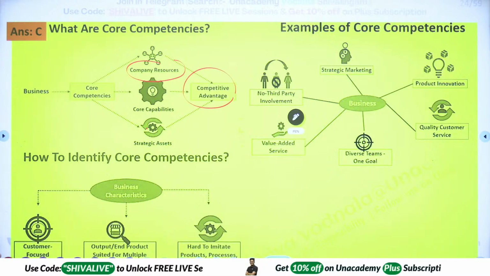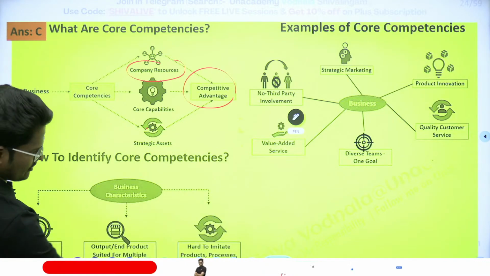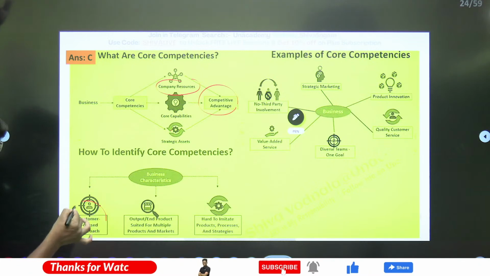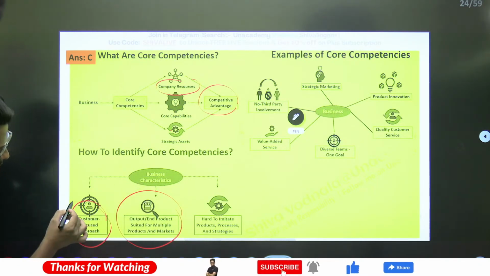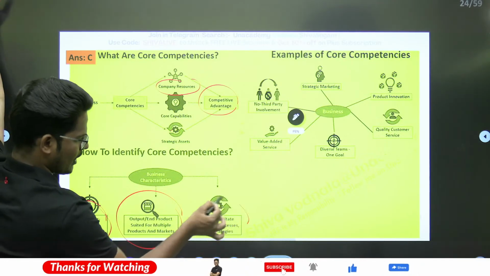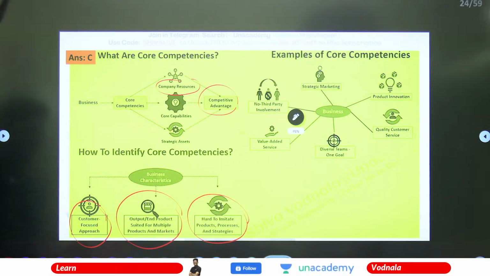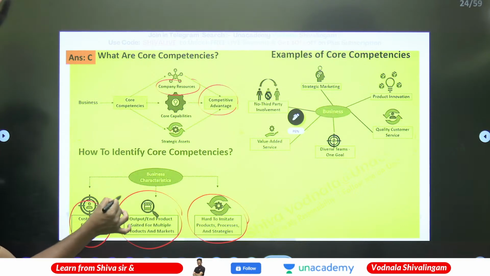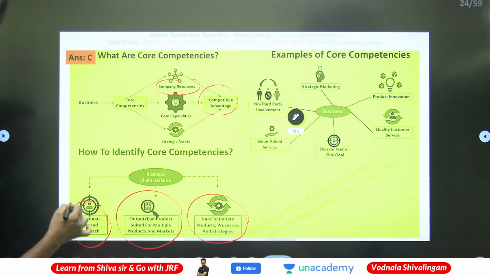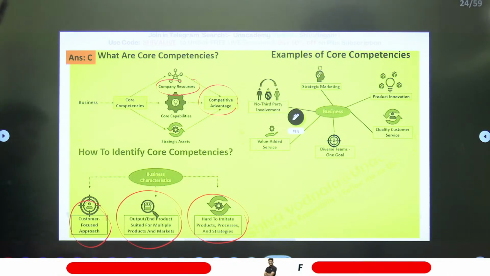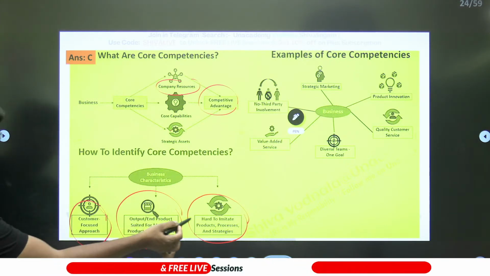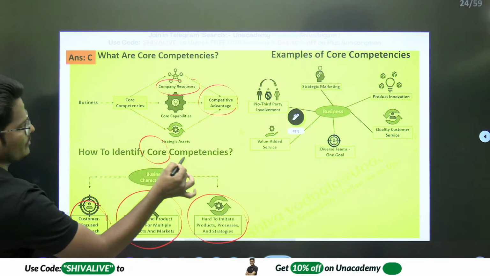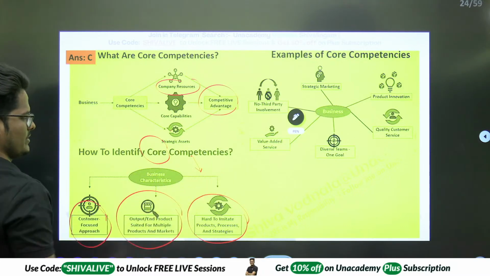How to identify those things depends upon a customer-focused approach, where the output or end product is analyzed properly, and the product, process and strategies are hard to imitate. These are the usual characteristics or factors to identify the core competencies of any business. Not only for the firm in the question, for any business these three things are important to identify our core competencies to compete with our competitors.